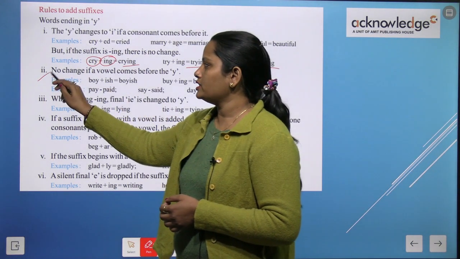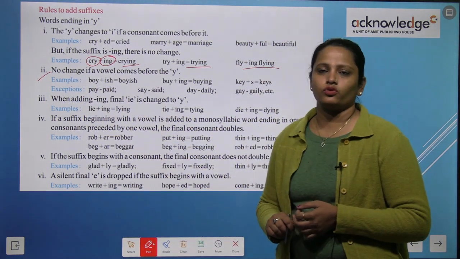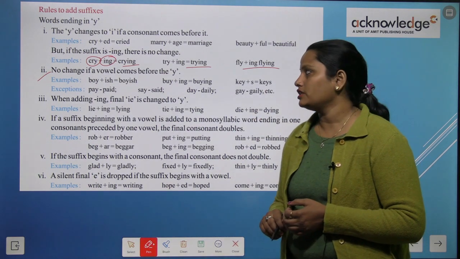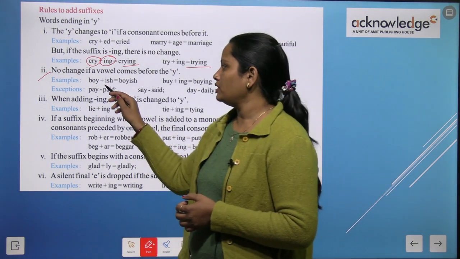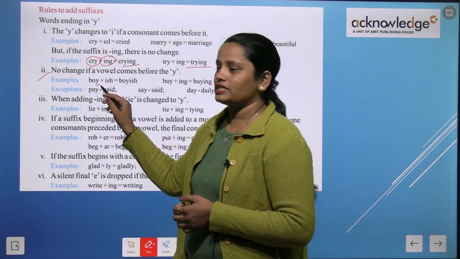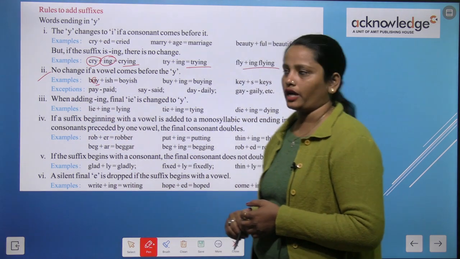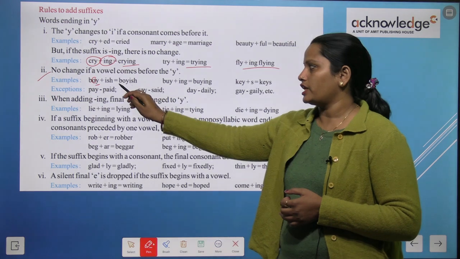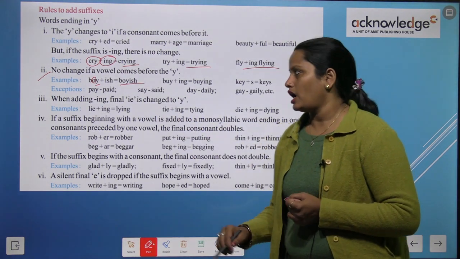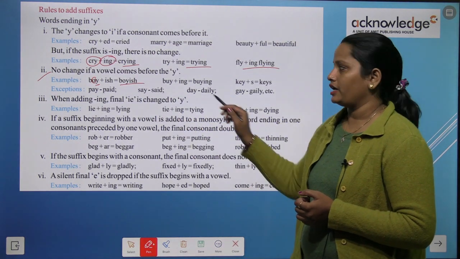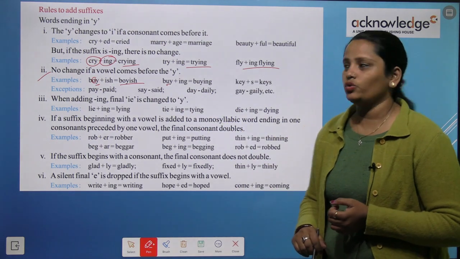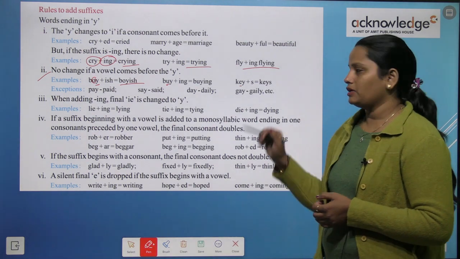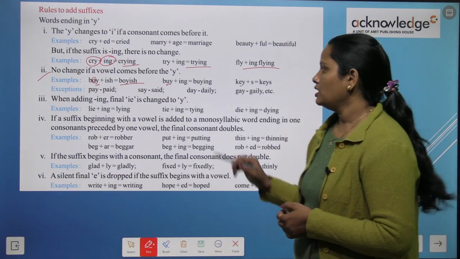Now the second point is no change if the vowel comes before the y. अगर y से पहले वॉवल आता है तो कोई भी चेंज नहीं किया जाएगा. For example, अब यहाँ देखो boy में y से पहले क्या है? o वॉवल दिया गया. So boy में हमने s प्लस किया है तो boys रहेगा. It will not change to I. Buy will become buying. यहाँ पे भी y से पहले हमने वॉवल u देखना है. Now y से पहले यहाँ पे e लिखा है, so key becomes keys, buy becomes buying.